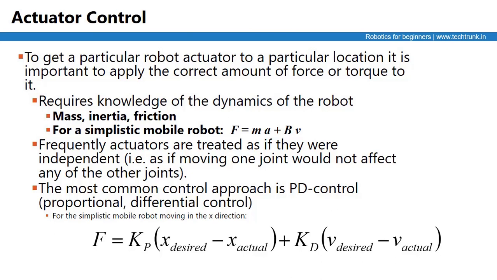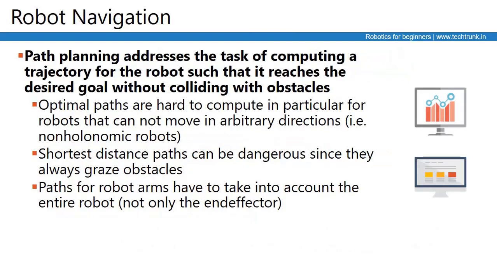So for a simple mobile robot moving in direction X, the amount of force could be Kp, that is the proportional coefficient, multiplied by X desired minus X actual, plus Kd multiplied by V desired minus V actual. That is, the error between the actual and desired location, plus Kd multiplied by the difference between actual and desired speed, velocity. So this is all about actuator control using the dynamics of robotics.